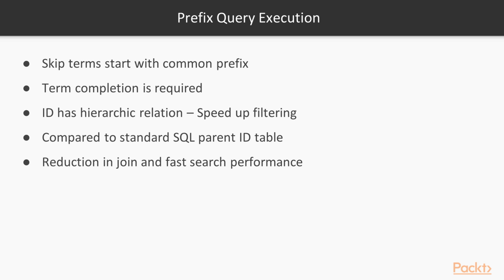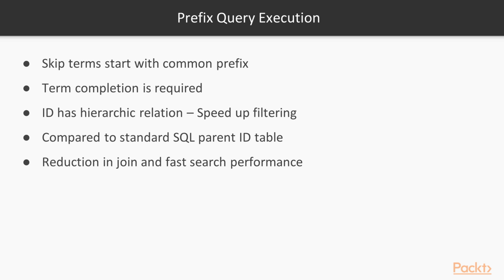When a prefix query is executed, Lucene has a special method to skip to terms that start with a common prefix, so the execution of a prefix query is very fast. The prefix query is used in general in scenarios where term completion is required, such as name completion, code completion, on-type completion. When we design a tree structure in Elasticsearch, if the ID of the item contains the hierarchic relation, it can speed up the application filtering very much.